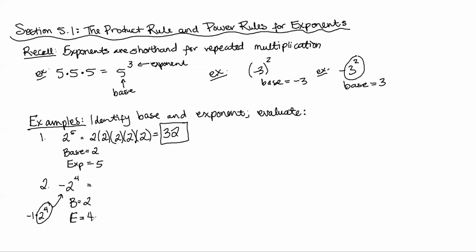And so when we evaluate this, we're going to leave that negative in front, and then we're going to do 2 times 2 times 2 times 2. So 2 times 2 is 4, times 2 is 8, times 2 is 16. I'm going to multiply the numbers together first. So this gives us 16, and then we'll just make it negative. So negative 16.